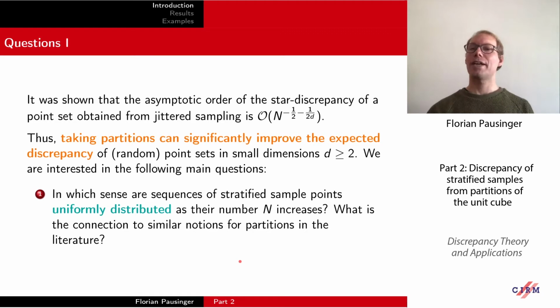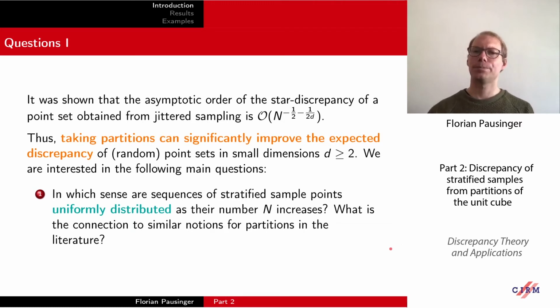So why are we interested in such partitions and sequences of partitions? First of all, it was shown that the asymptotic order of the star discrepancy of a point set obtained from jittered sampling is better than the order you get for a random point set. Remember, for a random point set, you have n to the power of -1/2, whereas here we gain a little bit if we apply jittered sampling.